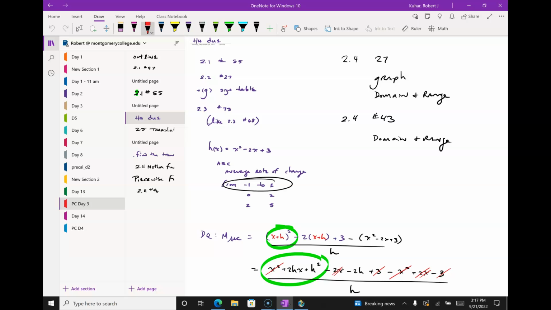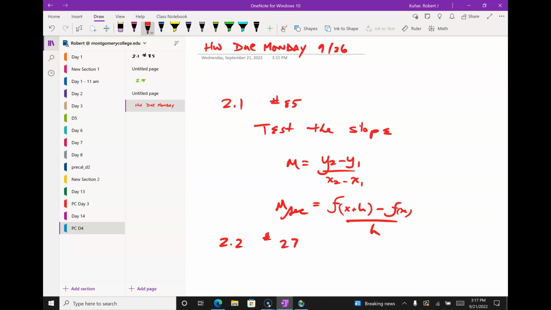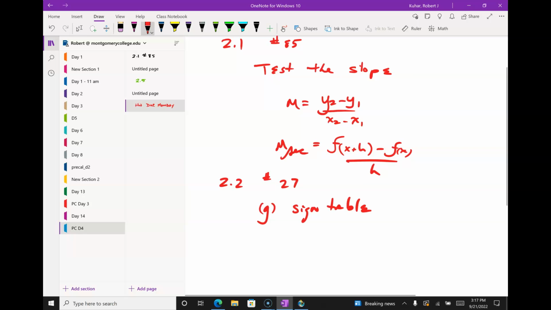In 2.2, I asked for number 27, and I'm adding part G. In 2.2, number 27, A, B, C, D, E, F, do all of that. You probably have to finish on the back and add part G, which is the sine table. Say again? Yeah, so I did one last. If you want me to do another one, I will. You got it? Yeah, it's not in the directions. I'm adding to the directions.